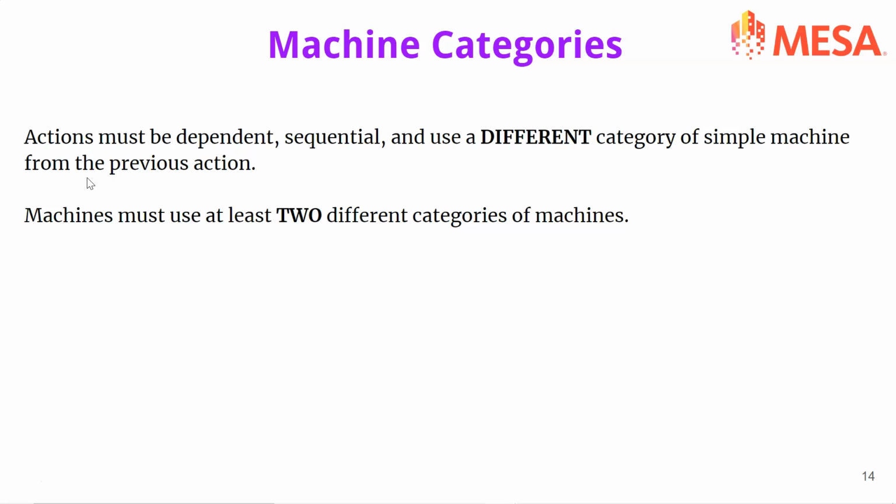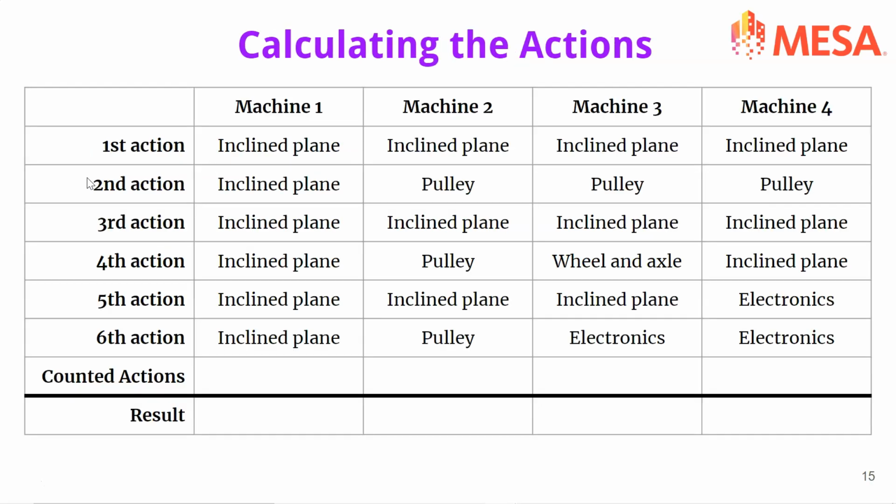Now, I understand this can be a little confusing, so let's go over this example here. On the top, we have 4 different types of Mason machines, labeled 1, 2, 3, 4. And on the left, we have all of the actions that it has going from the first action all the way to the 6th action. For machine 1, the student only uses 6 inclined planes for the Mason machine. In the second example, for machine 2, the student alternates between an inclined plane and a pulley all the way until it reaches 6 actions.